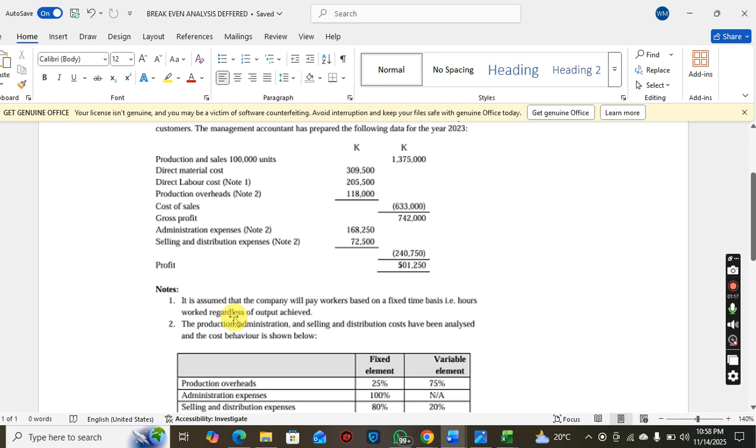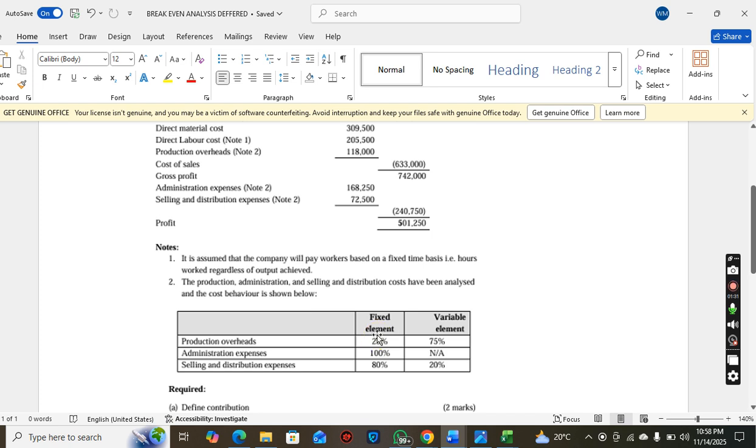Number 2, the production, admin and selling and distribution costs have been analyzed and the cost behavior is shown below. Okay, so the production overheads, 25% of it is fixed, 75% is variable. Admin expenses, 100% is fixed. Selling and distribution expenses, 80% is fixed, 20% is variable.